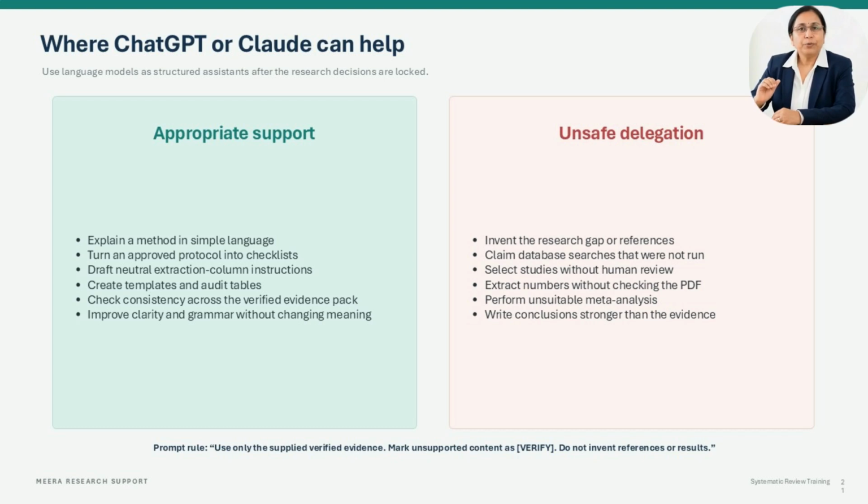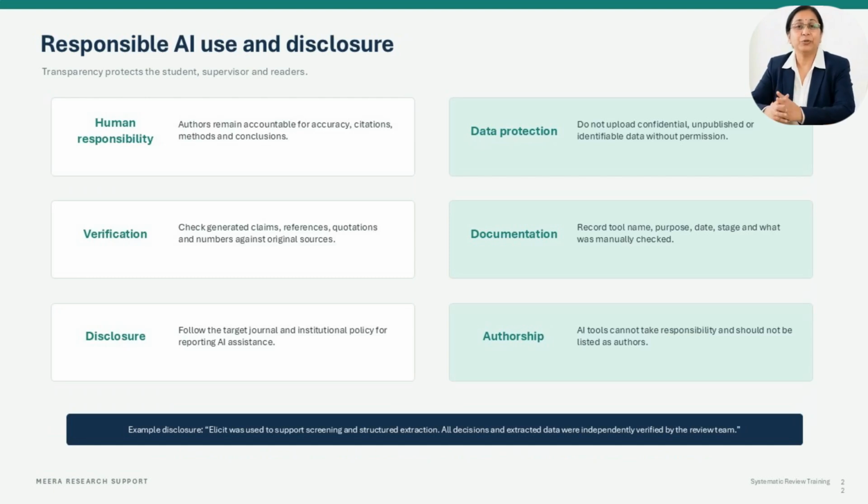A strong prompt should restrict the model to the supplied evidence and require it to mark unsupported statements for verification. Responsible AI use requires human accountability. The authors remain responsible for every method, decision, reference, and conclusion. Confidential or identifiable material should not be uploaded without appropriate permission and safeguards. Generated claims, references, quotations, and numerical values must be checked against the original sources.